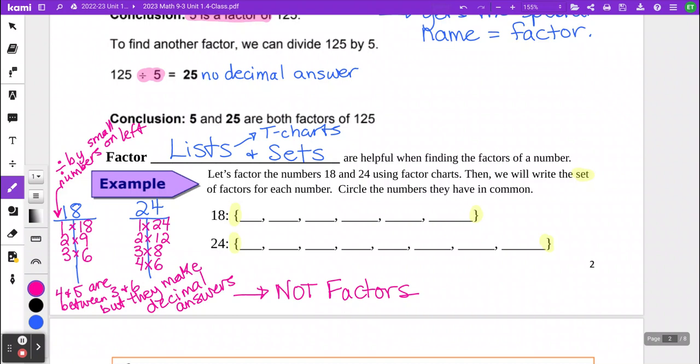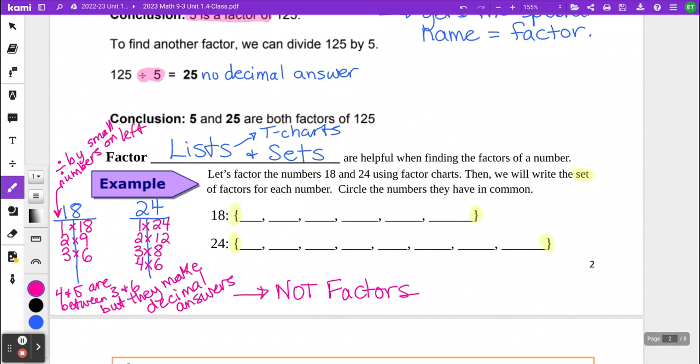So I know 5 won't work. So that is my only list. Now I've got these 4 numbers I divided by, and I got these answers without decimals. I know I did it right then. So now I'm going to write all these numbers in my list.